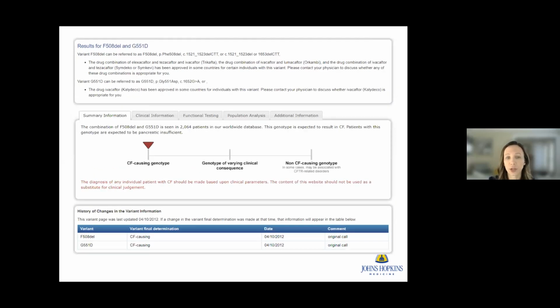Similar type of information when you search for a genotype, so a variant combination, you get information about nomenclature, whether the genotype causes CF or something else, and then history of the variants involved.